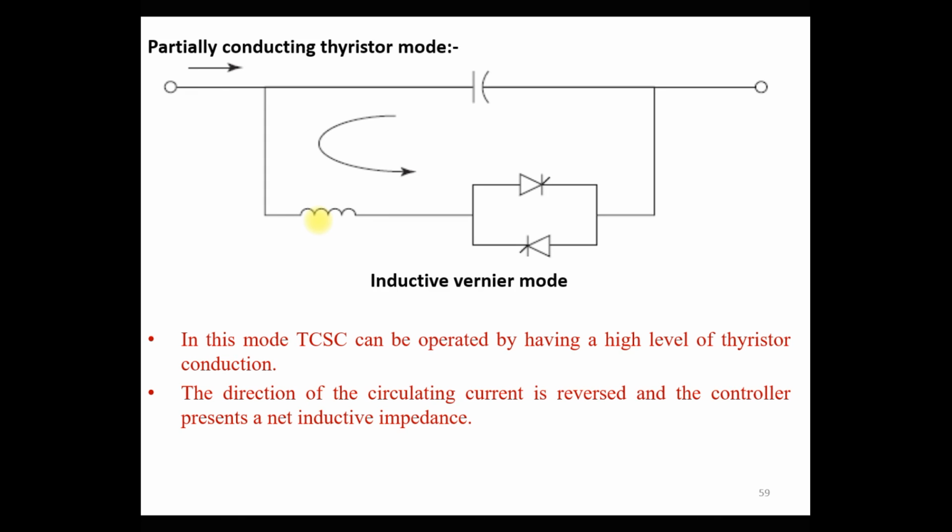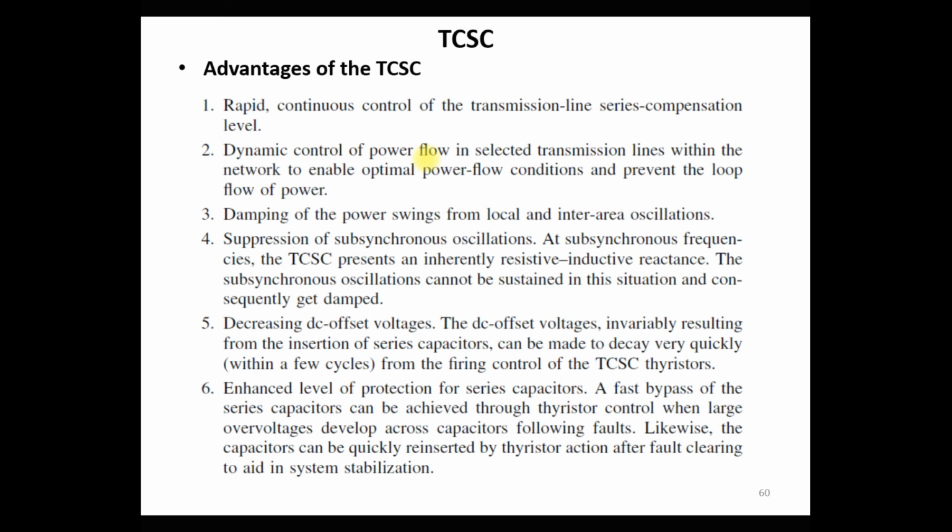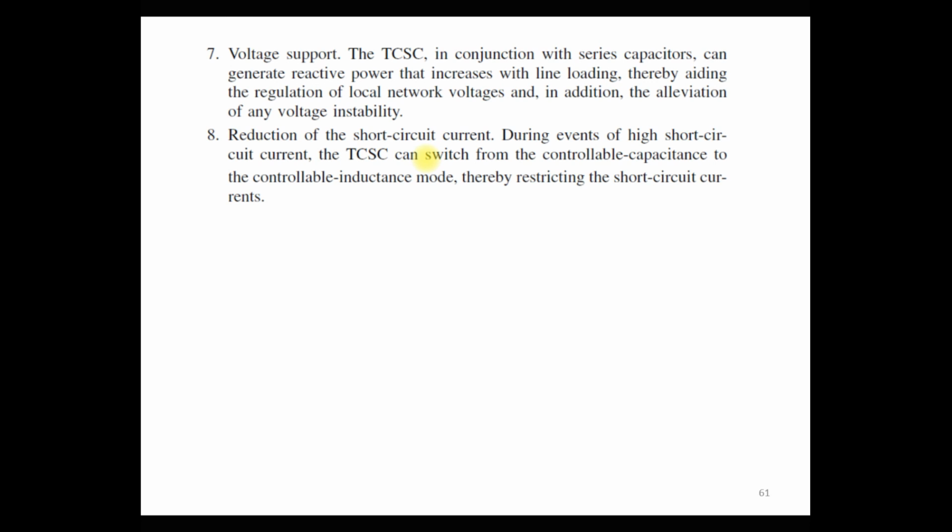So when a high amount of current is flowing during the fault condition, by the firing angle control of this thyristor we bypass through this inductor, so we can reduce the fault current level and avoid damage to this capacitor against this severe fault current. In this way we can provide protection to the series capacitor in the thyristor controlled series capacitor. So these are all the advantages of using the TCSC in the power system. I hope you have understood why we require the TCSC.